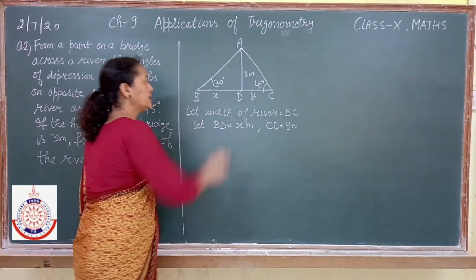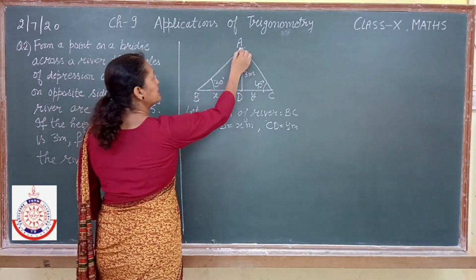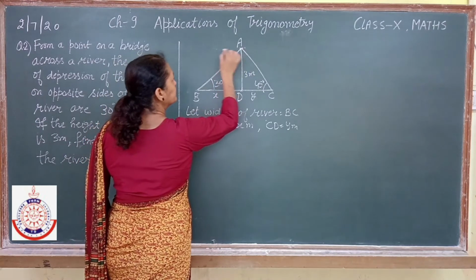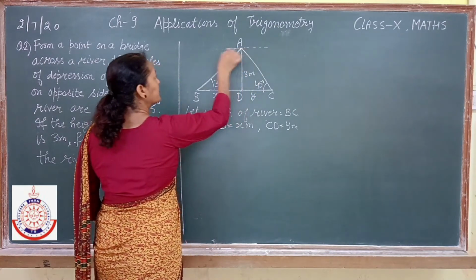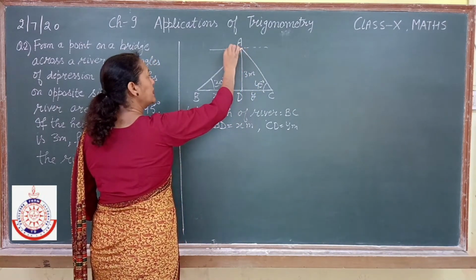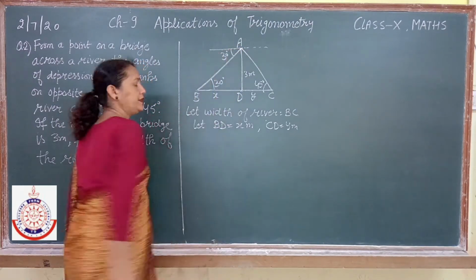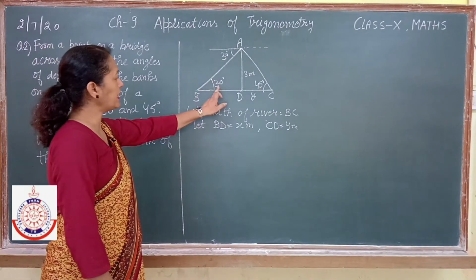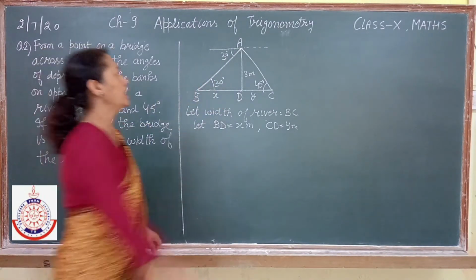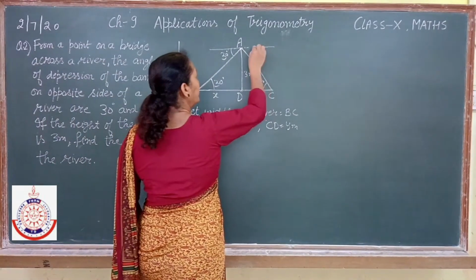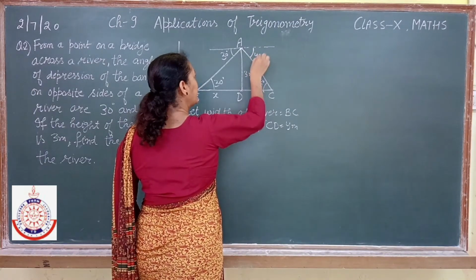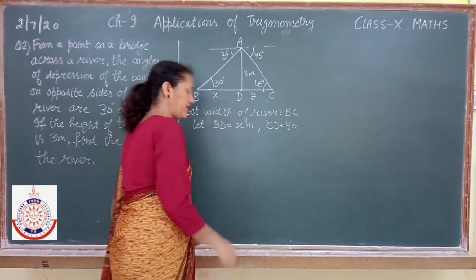Now it is saying the angles of depression. Angle of depression means we have to show it here. From this point, when angle of depression is being framed, 30 degree, and being alternate angle, I have taken it here also. And when seen on the other side, angle of depression comes out to be 45 degree.